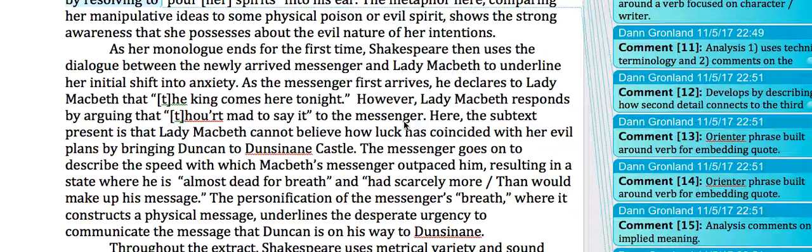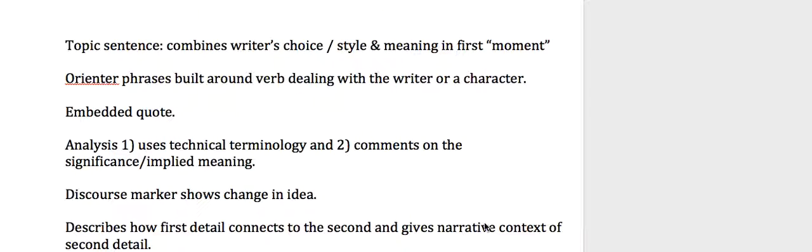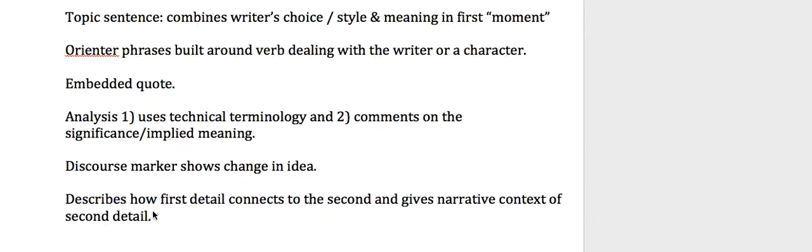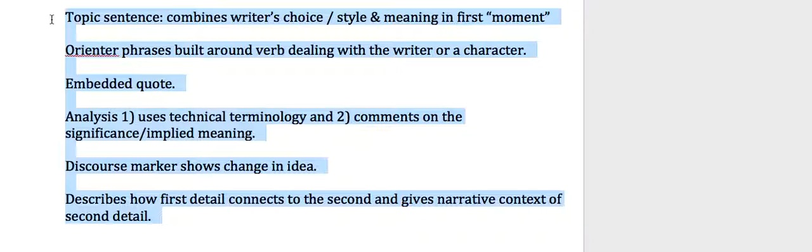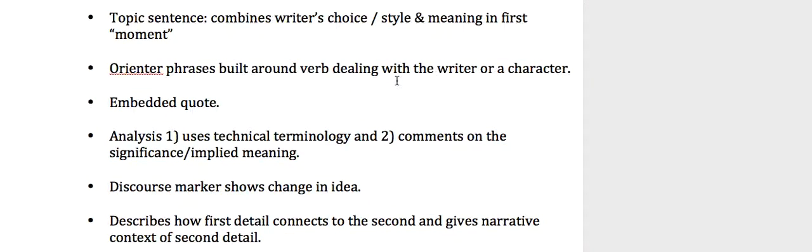Okay, so hopefully what you've done now is taken a look at these success features. These are the success features that you want to try and identify in that second body paragraph. So these are the things that you should be looking to do as you build the mechanics of a really good, fluid, analytical style for commentary. And they are in the order that they tend to appear in a paragraph. So you've got the topic sentence combining writer's choice or style with meaning.